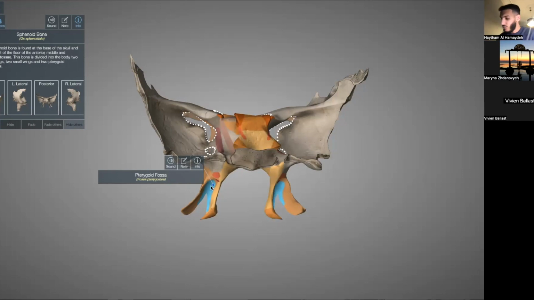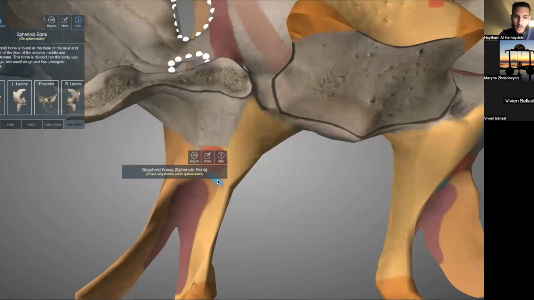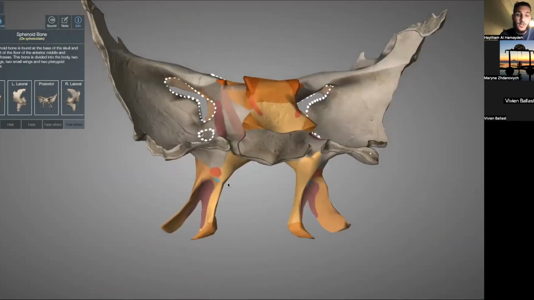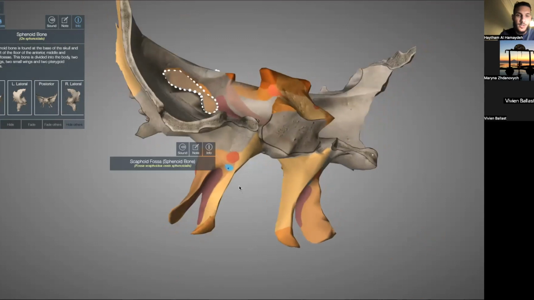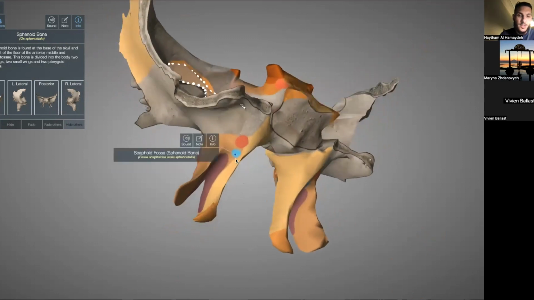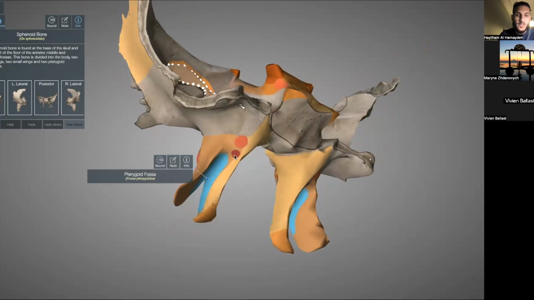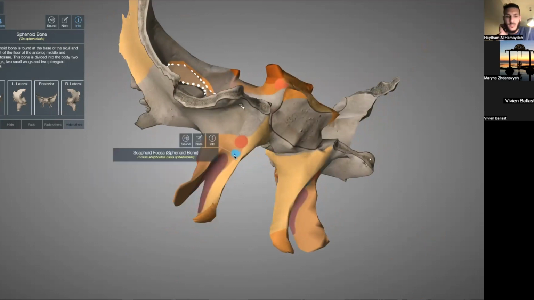Okay, now the one after it, which is in a similar region. Maybe it's this. There we go. Scaphoid fossa, and this is part of your pins list. Scaphoid fossa, pterygoid fossa. Okay.